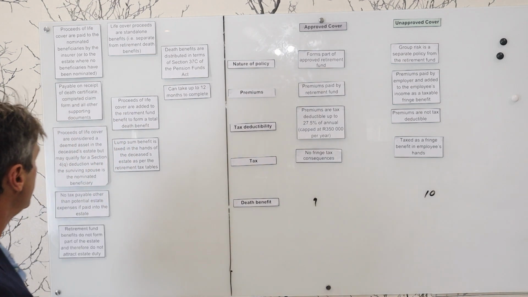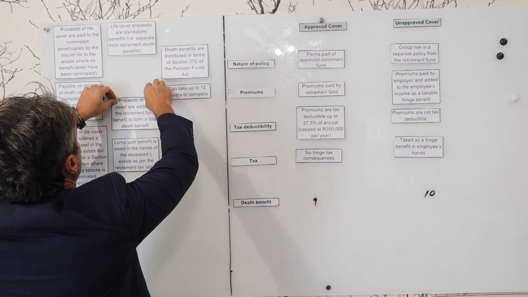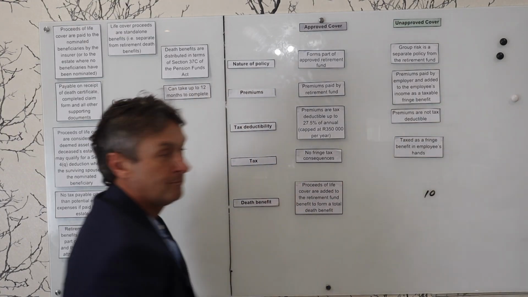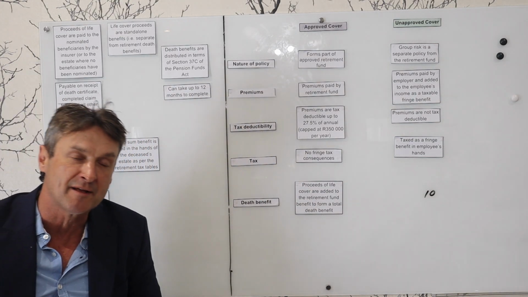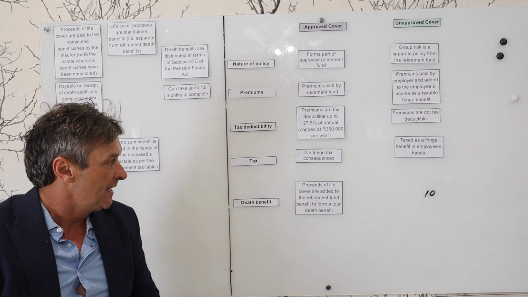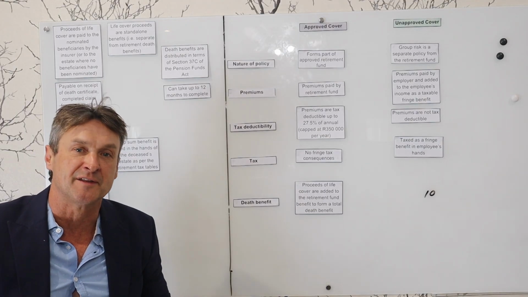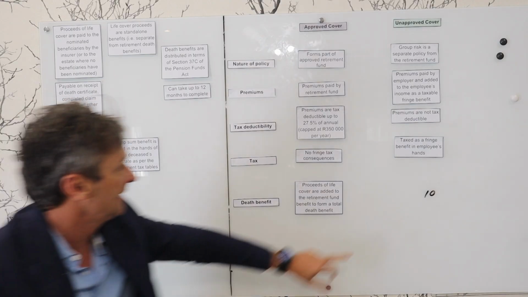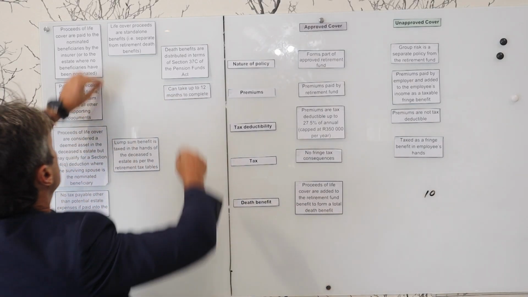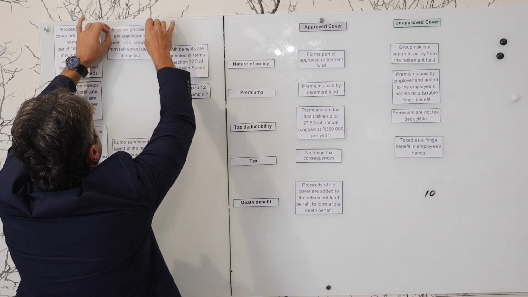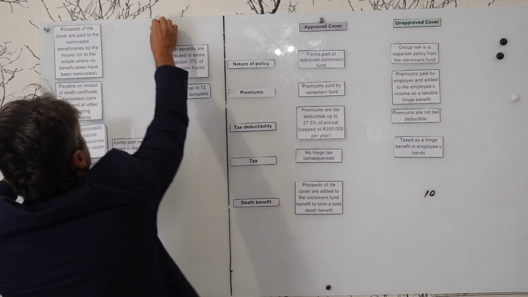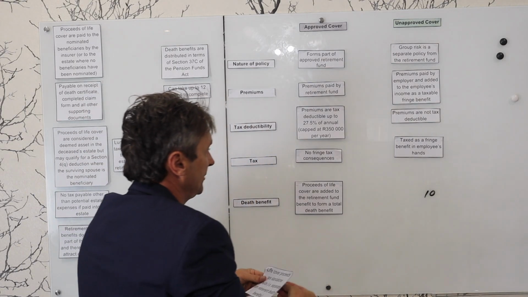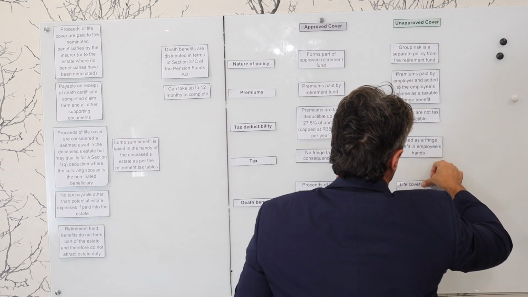Number 9 is death benefits. So the proceeds of life cover are added to the retirement fund benefit to form part of the total death benefit, approved death benefit. And we know that the first 550,000 is tax-free, so it's included in your retirement benefit. And number 10, the last one, is life cover proceeds are standalone benefits, i.e. they're separate to the retirement fund benefits, so it's a standalone policy, separate on its own.